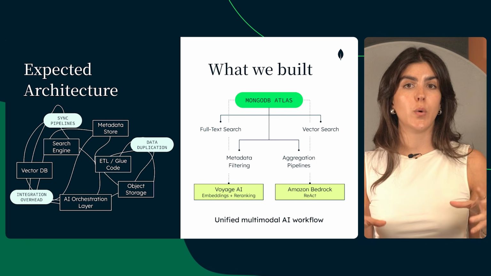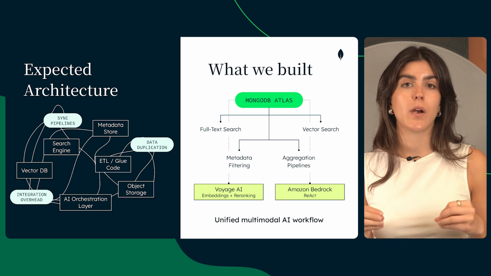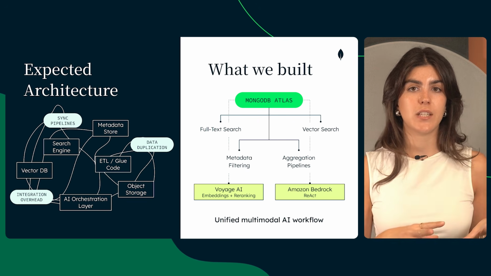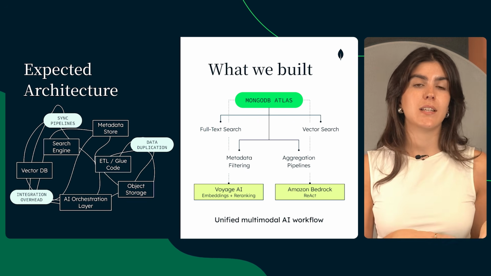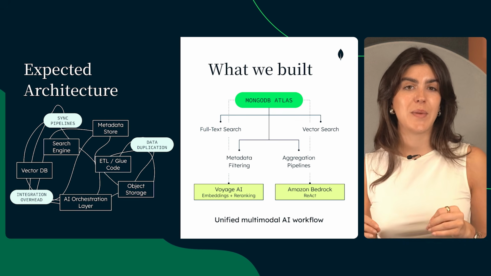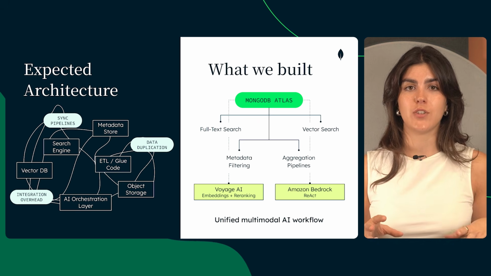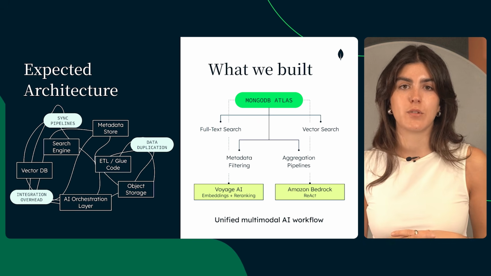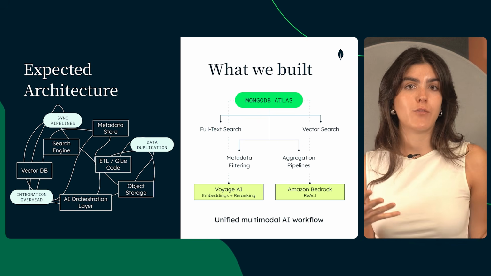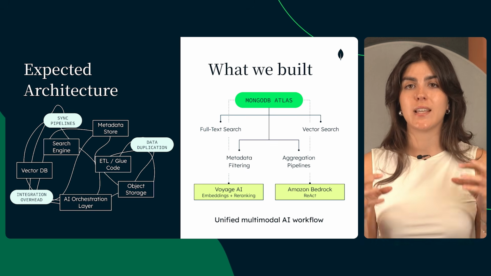So the expectation going into something like this is that searching across multimodal driving data requires stitching together a vector database, a search engine, a metadata store, and a bunch of glue code. The reality is that MongoDB Atlas handles vector search, full-text search, metadata filtering, and aggregation pipelines all in one platform. Combine that with Voyage AI for embeddings and re-ranking and a ReAct agent on Bedrock, and you get everything you saw in this demo.